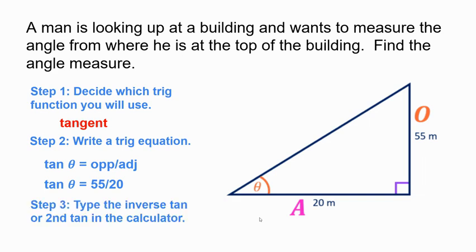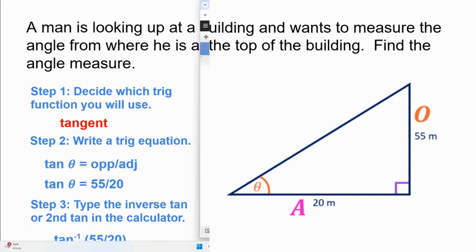Step 3 then, we're going to use the inverse tangent, or you might have to type second tangent in your calculator, depending upon your calculator. What we're trying to do is tell the calculator, hey, I want the angle as the answer. So it's going to look something like this, tangent with the little -1 that tells the inverse tangent of 55 over 20. Now I'm going to show you how to do this in the Desmos graphing calculator, a free online calculator. I have it linked down in the description below, but let's take a look.